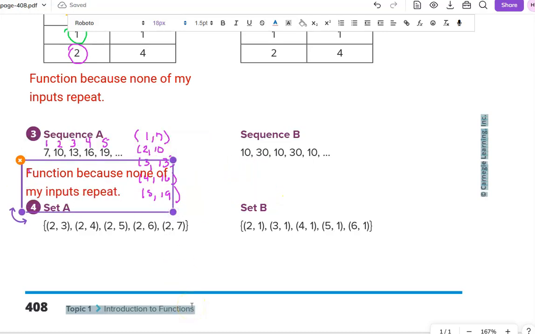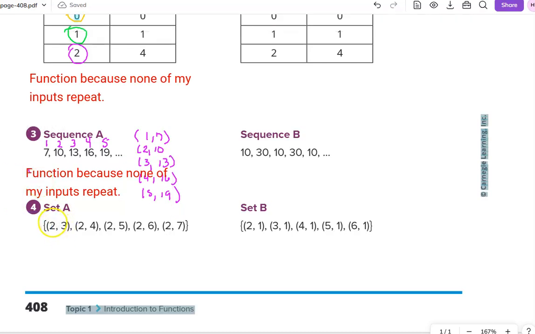Okay, and then we're going to look at set A. Let's see, hopefully it'll let me mark it. So I'm going to go, why isn't it letting me? Let's see. There we go.